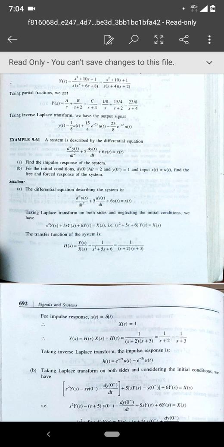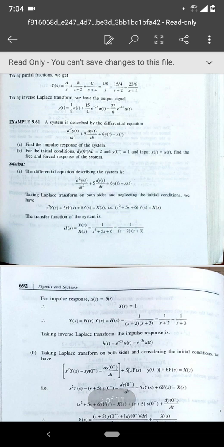So here also you take that very easy. X of s is there, and H of s is nothing but the transfer function of the system, Y of s by X of s, and you'll get it as 1 by s square plus 5s plus 6, and you can resolve that: 1 by (s plus 2) into (s plus 3).